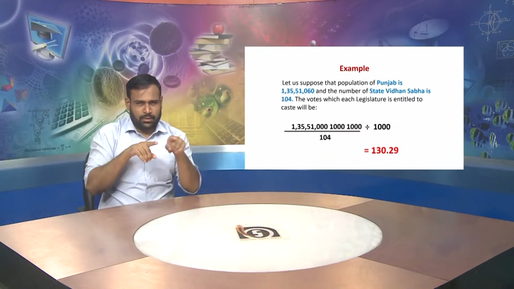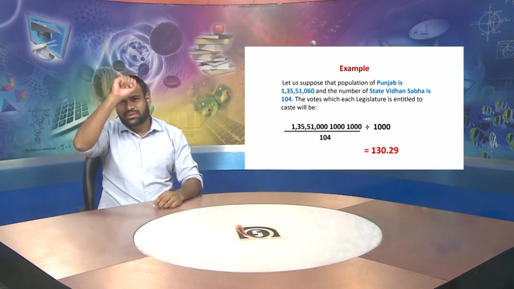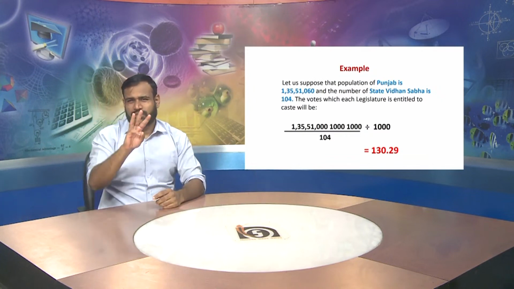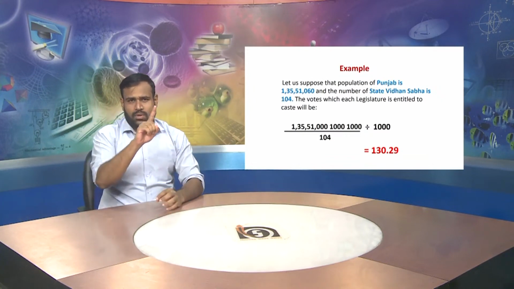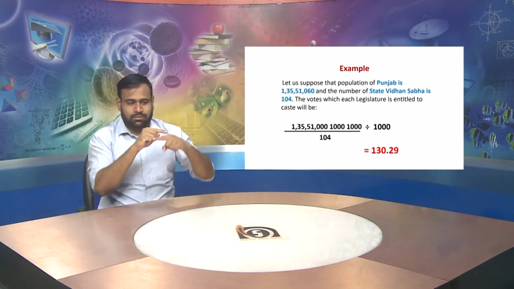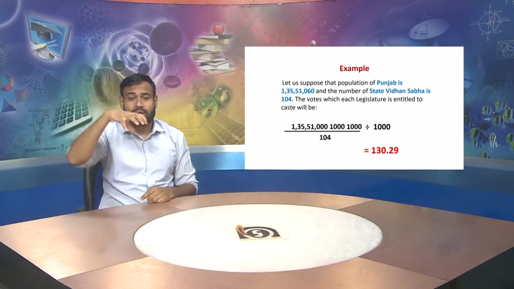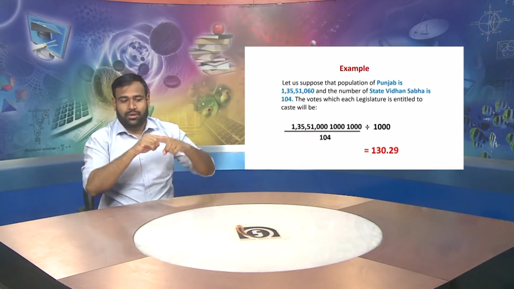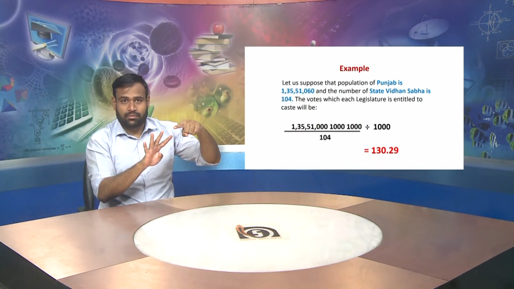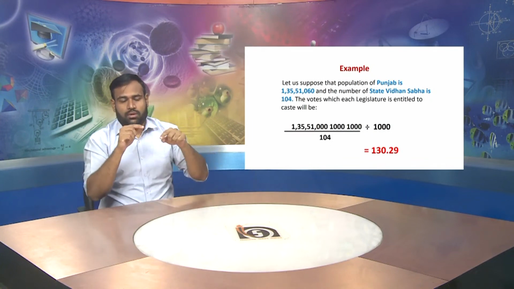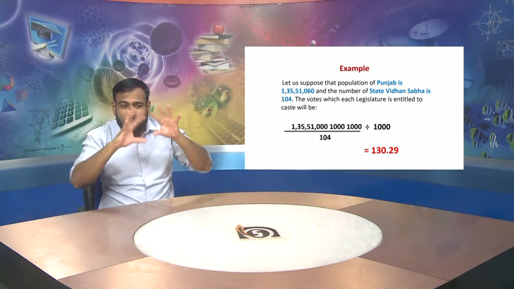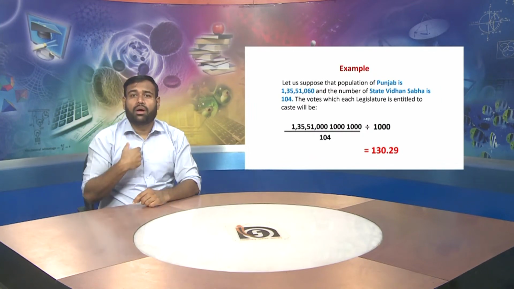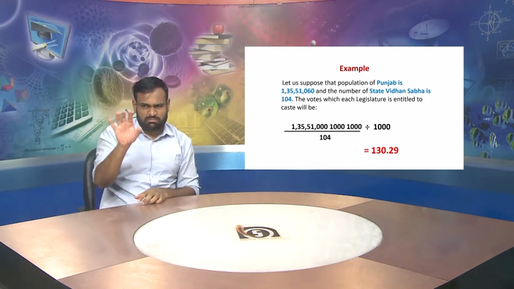Let us understand this with the help of an example. For example, let us suppose that population of Punjab is 1,35,51,060. You can see that on screen. And the number of state Vidhan Sabha is 104. So according to that formula, it will be this figure which you can see on screen. That whole amount in fraction needs to be divided by 1000, which comes out to be 130.29.